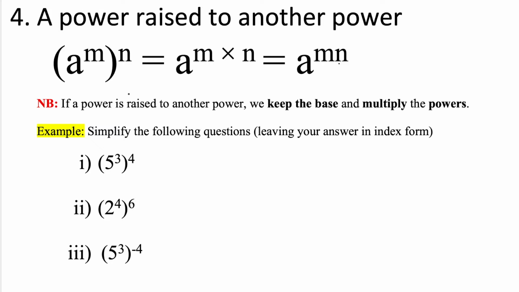The next law tells us that if we have a power that is raised to another power, we keep the base and we multiply the powers. Now, for example, here we have 5 cubed, which is raised to the power of 4. This is the same thing as 5 cubed multiplying by itself 4 times. We just covered multiplication, so we know that if the bases are the same, we keep the base and we add the powers.